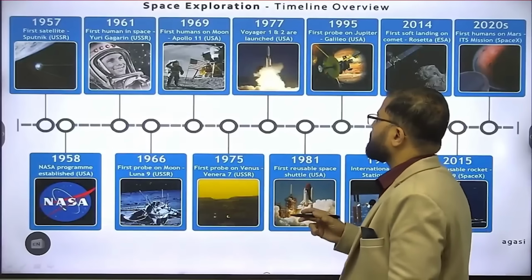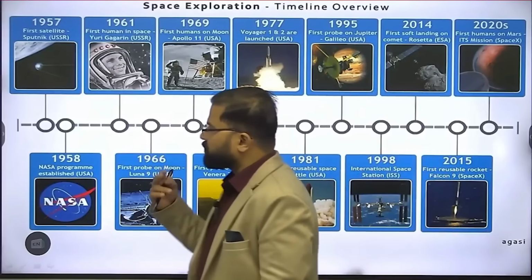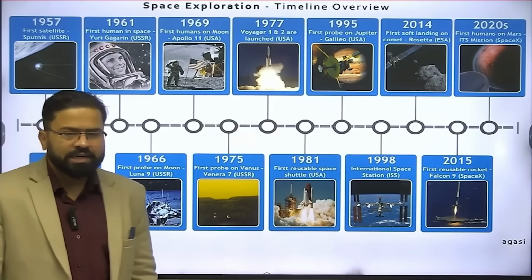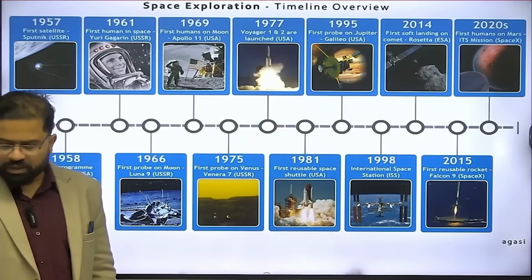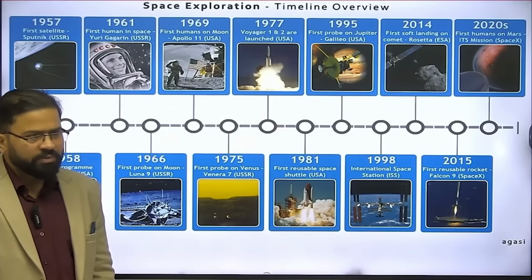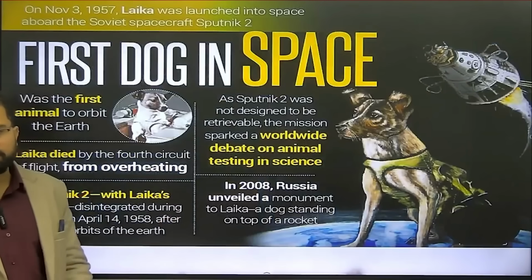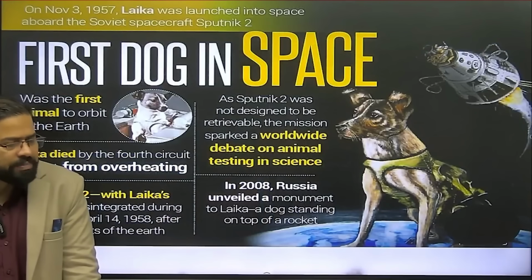Next is the space exploration timeline. We started in 1957 with the USSR, and the first satellite launched was Sputnik 1. It carried what? A dog. What is the name of the dog? Laika. This particular dog died because of overheating. We'll see how it happens.